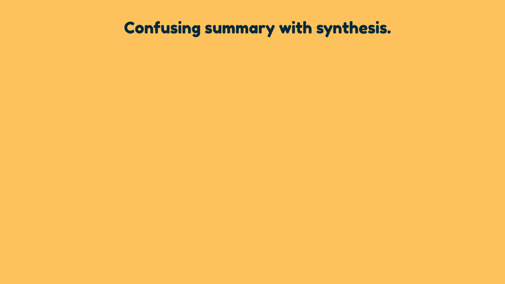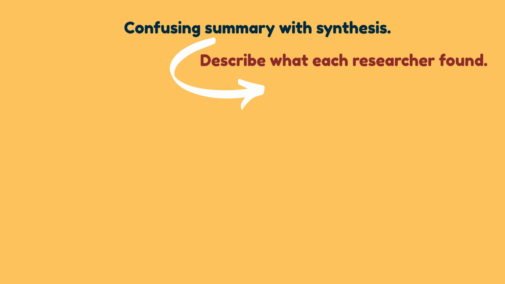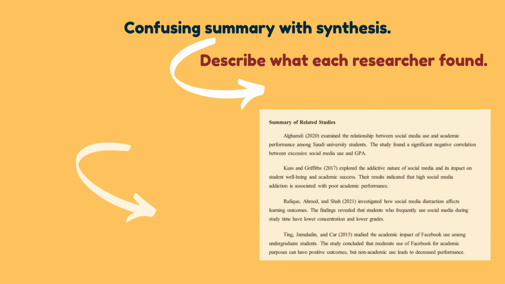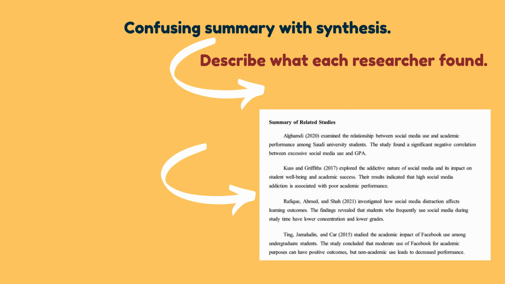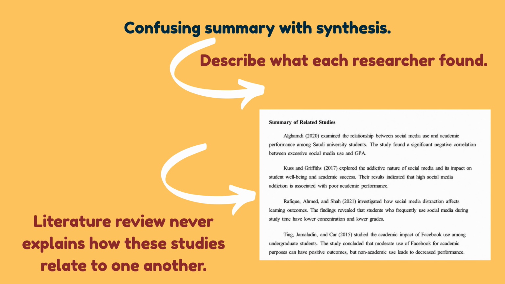Perhaps the most common mistake in literature reviews is confusing summary with synthesis. Many students believe the purpose of a literature review is simply to describe what each researcher found. The chapter becomes a long sequence of statements such as, Author A found this, followed by, Author B reported this, and then, Author C concluded something different. Although every study may be accurately summarized, the literature review never explains how these studies relate to one another. It remains descriptive instead of analytical.